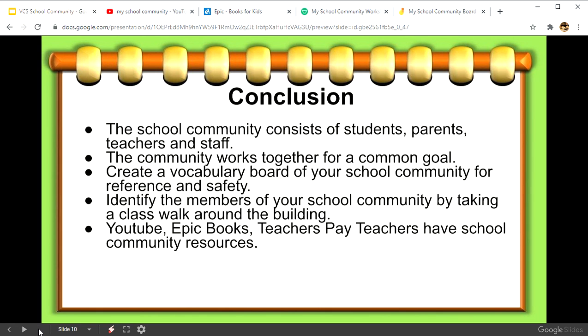The school community consists of students, parents, teachers, and staff. The community works together for a common goal. You can create a vocabulary board of your school community members for reference. Identify the members of your school community by taking a class walk around the building. YouTube, Epic Books, Teachers Pay Teachers have school community resources available for free.